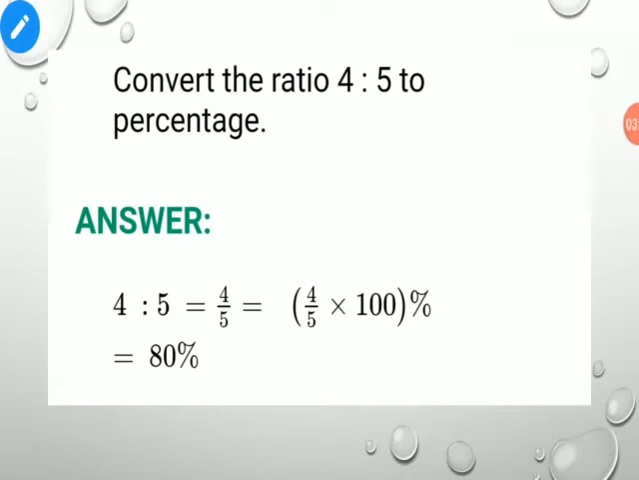Now the next question is, you have to convert the ratio 4:5 to percentage. So a ratio, first of all you write in the form of a fraction. So 4:5 will be written as 4 upon 5, and then since it has to be converted into percentage, multiply by 100 and then cancel. This 100 will be cancelled by 5, 20 times. So 4 multiplied by 20 will give you 80 here.